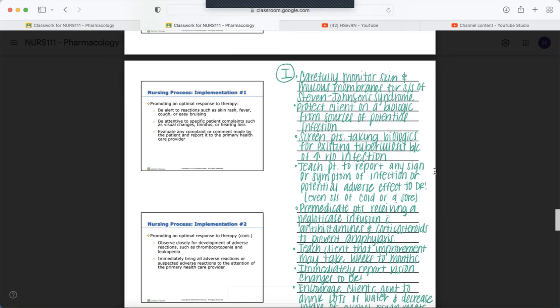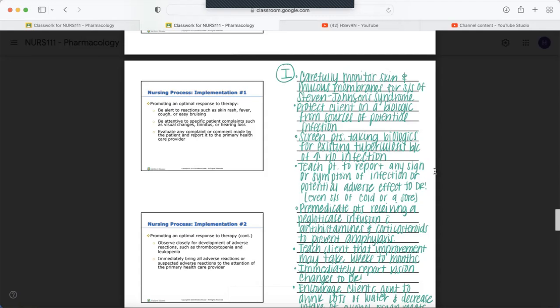Teach your patient to report any sign or symptom of infection to the doctor, even cold symptoms or a really small sore. They need to tell the doctor. It's very serious because we're decreasing the immune system when we give a biologic. So they might not be able to fight it off, even if it's something as casual as the common cold, right? You think about NICU babies with no immune system. They don't do well when they're exposed to even mild infectious agents. So we definitely want our client to report any type of infection.